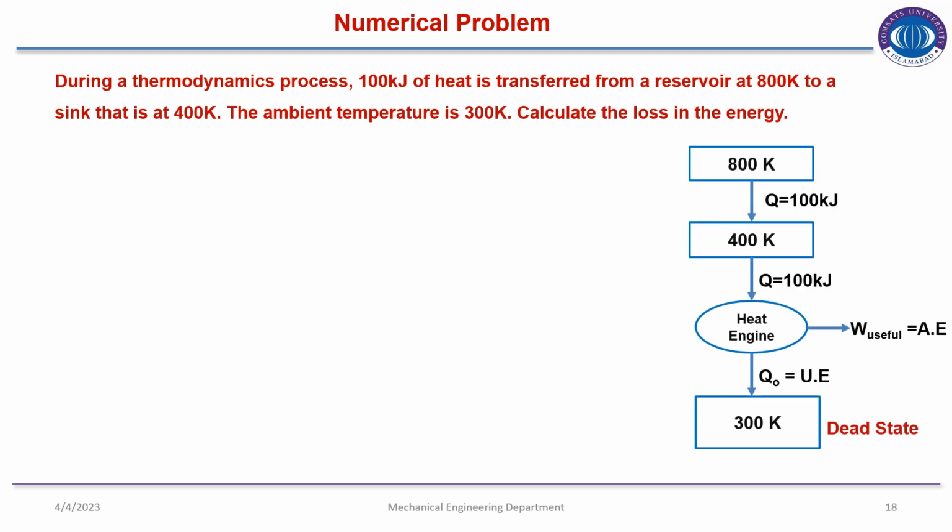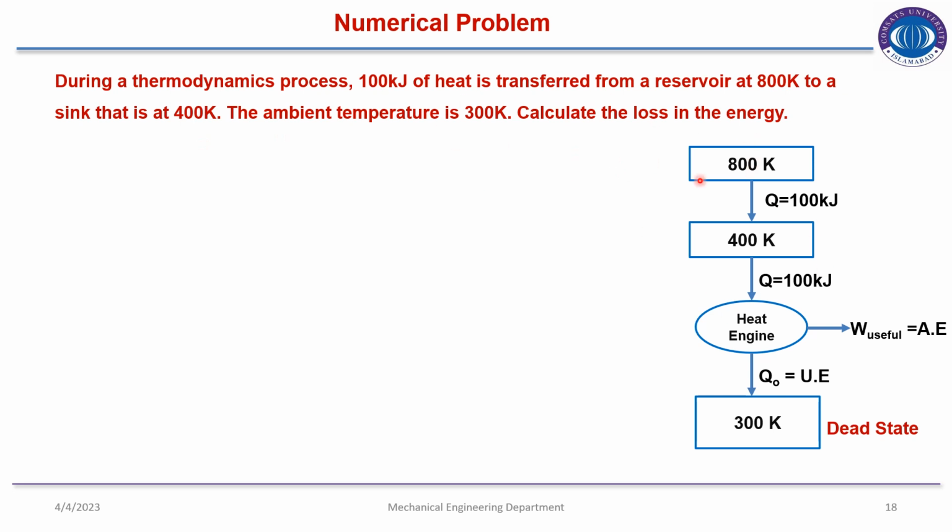Now we will discuss some numerical problems. During a thermodynamic process, 100 kilojoule of heat is transferred from a reservoir at 800 Kelvin to a sink that is at 400 Kelvin. The ambient temperature is 300 Kelvin. Calculate the loss in the energy.